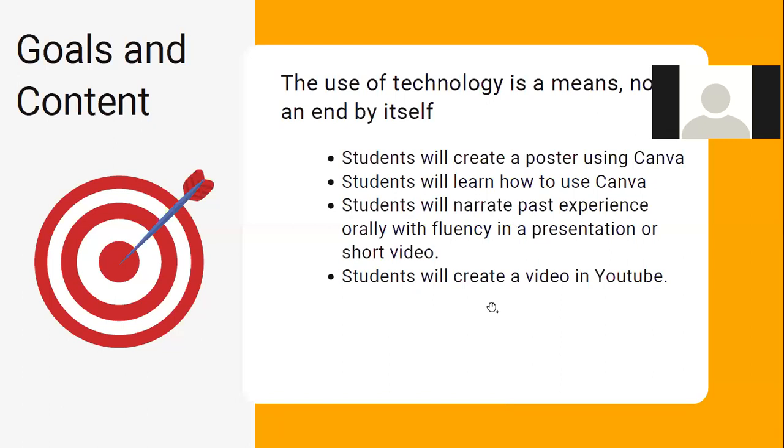So many times we fall into the temptation of concentrating on the technology. I want my students to learn to use Mentimeter. That's not really important. Well, it is, of course, but Mentimeter or Canva or YouTube is just a means. It should not be the end of what you want to teach. Okay.